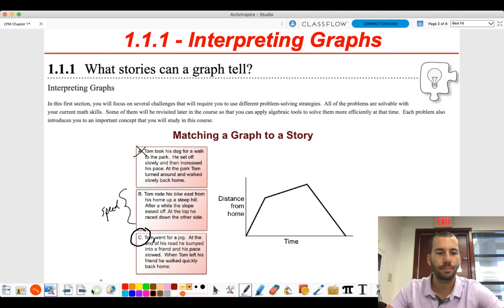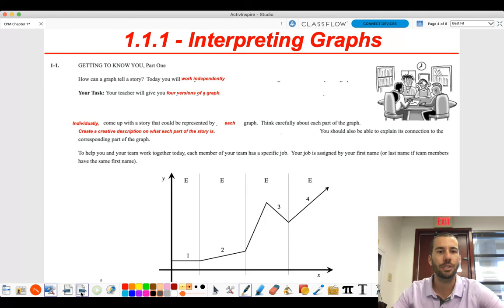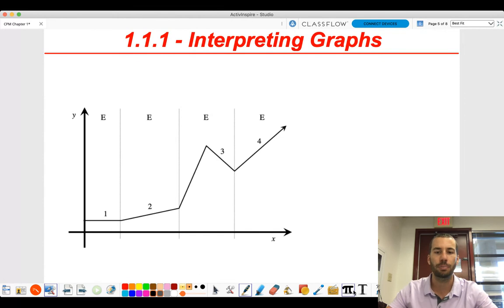Right? Now, normally we would be doing this part in groups. Instead, we have to kind of do them individually, so things are going to be a little bit different. Okay. What you're going to have on the next page is 4 different graphs. They're broken into sections 1, 2, 3, and 4. And what I want you to do is come up with your own story that kind of fits each one of those graphs. Okay. I'll give you an example in here real quick.